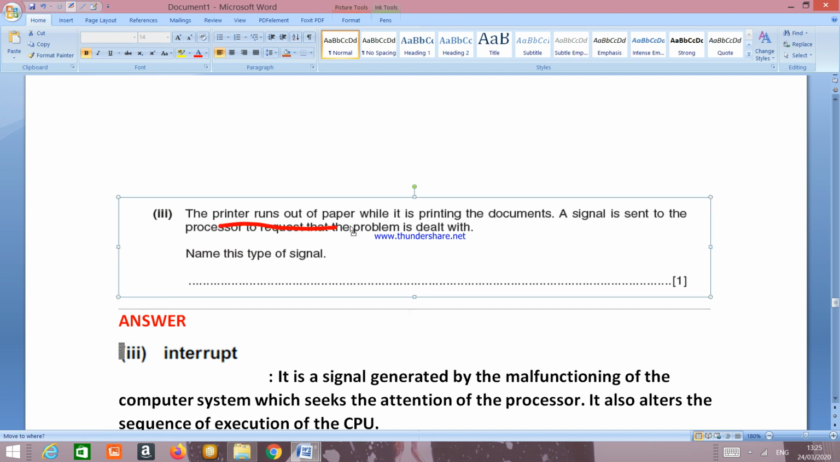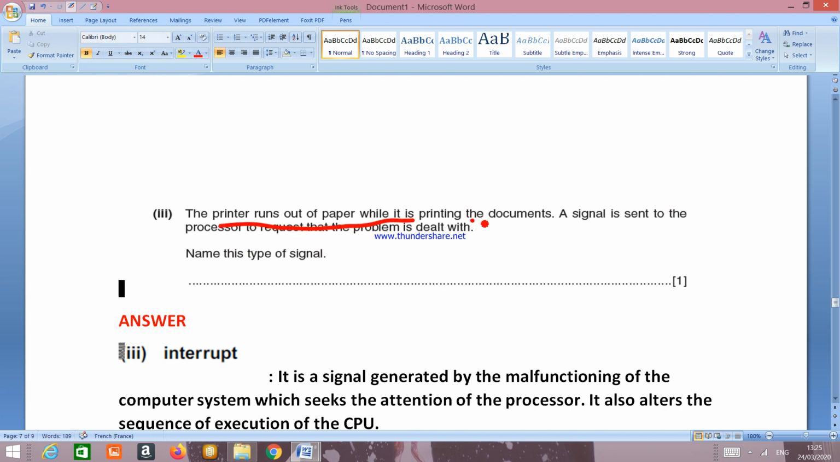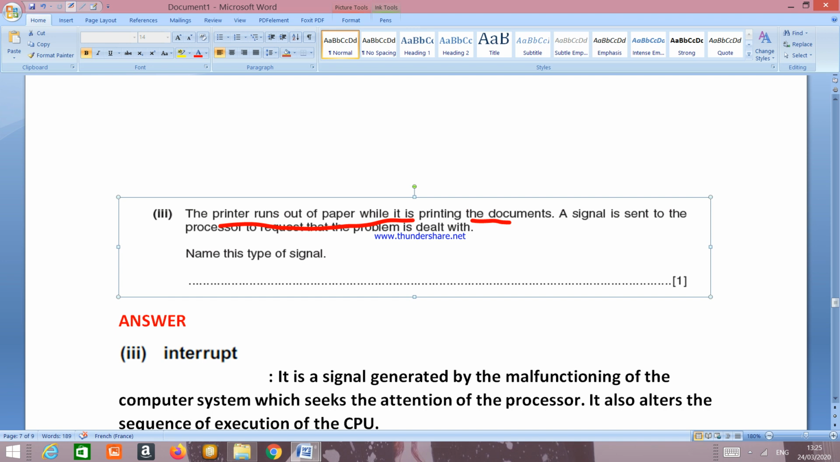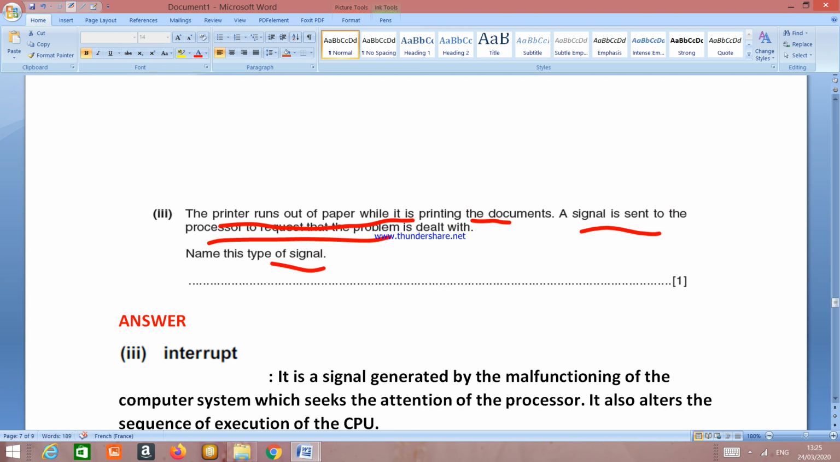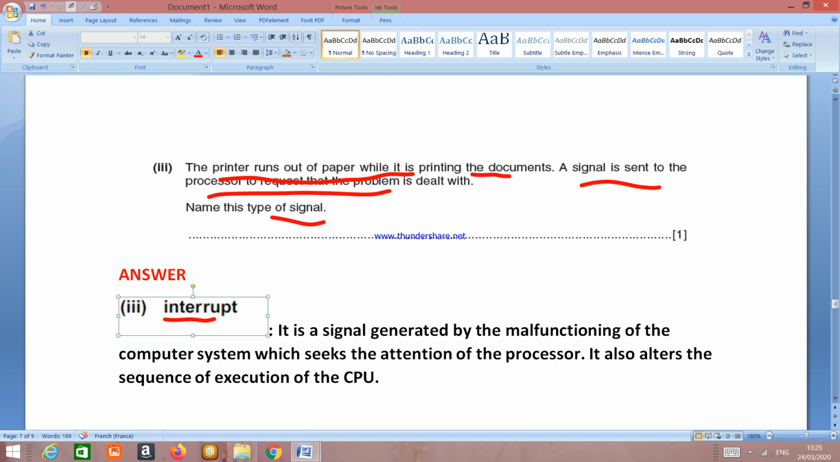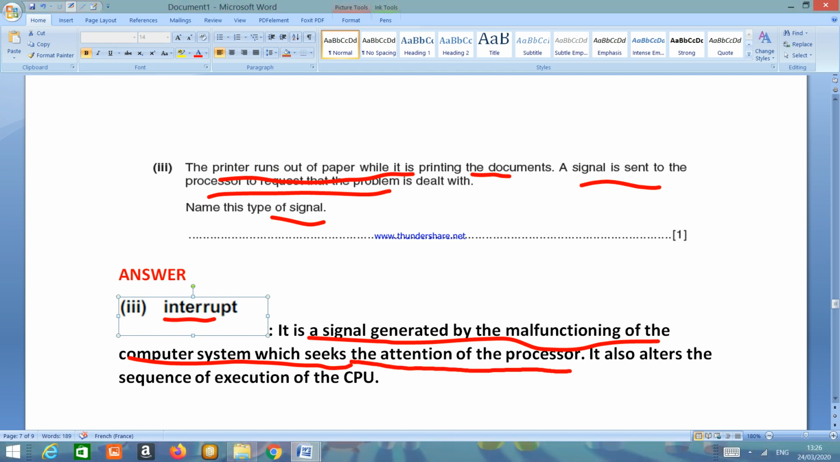When a printer runs out of paper while you're printing some document, a signal is sent to the CPU, the processor, to deal with that problem. Now, what is the name of that signal? The signal name is interrupt. What is an interrupt? It is a signal generated by the malfunctioning of the computer hardware and software. It seeks the attention of the processor and it alters the sequence of execution of the CPU.